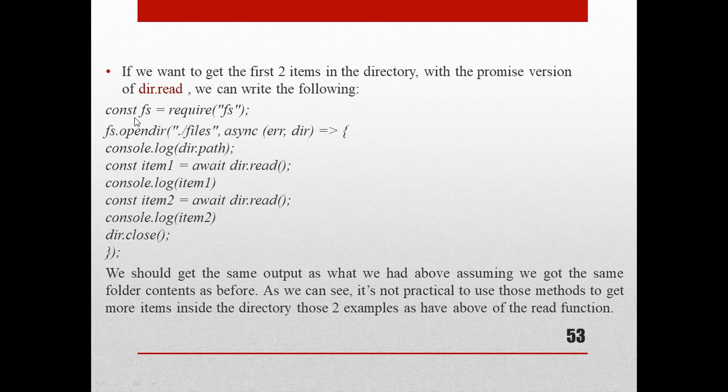Take one file handler: const fs equals require fs, to load or import the file system. Then take fs and open the directory asynchronously. Here you can see files, then the callback, open that directory and print the directory path. Then take one variable, item1, equals await directory.read, which will read the directory and print that item. Similarly for item2, await directory.read, print that item, and close the directory.